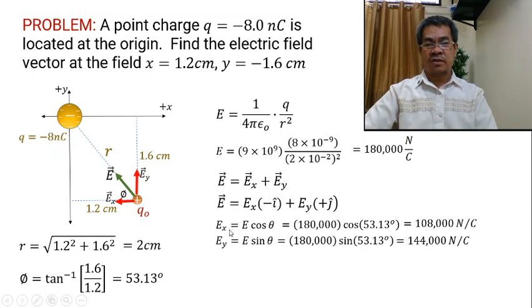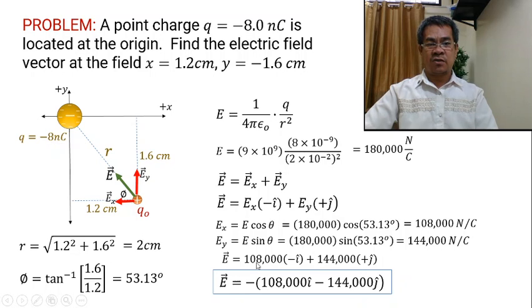Now we are ready to substitute these values here, then simplify, and we come up with this result. Take note, no negative in the first term, so let's do it. We have the negative, and the grouping symbol: negative 108,000 i hat minus 144,000 j hat. This is the electric field at a point with abscissa 1.2 and ordinate 1.6 in quadrant 4 of the Cartesian plane, whose charge is negative 8 nanocoulomb. Take note, this provides a complete description. It has a magnitude and it has a direction.